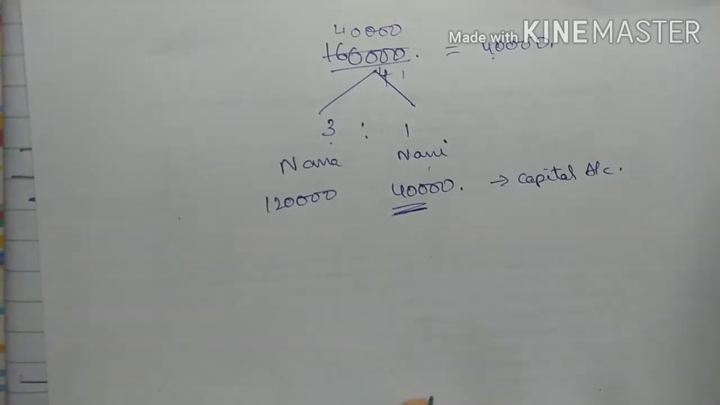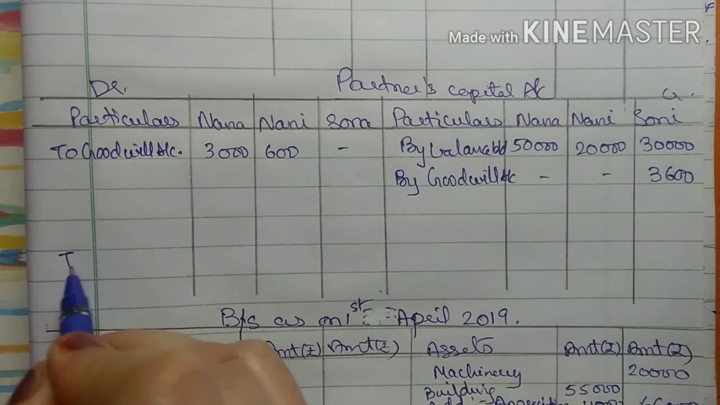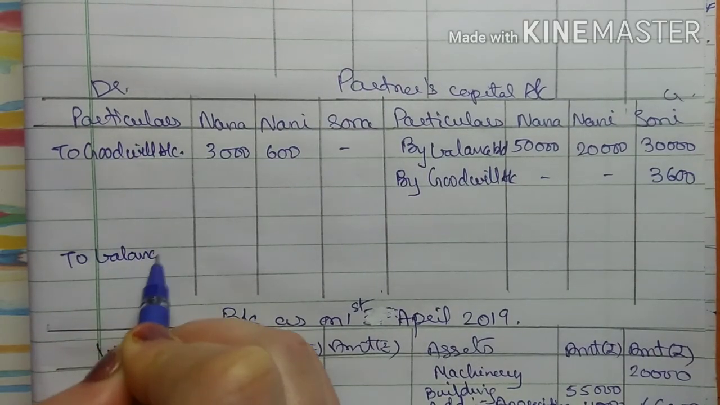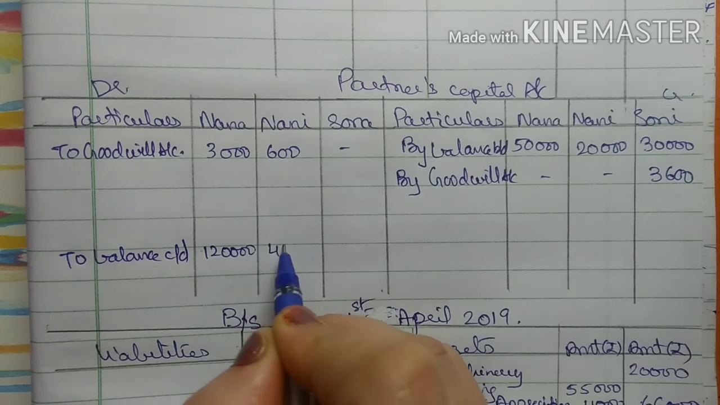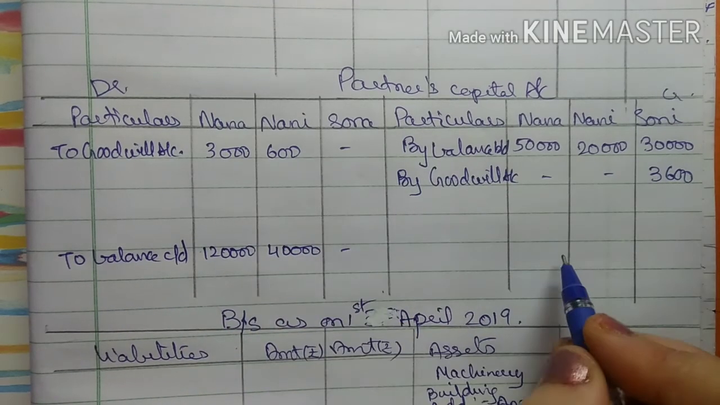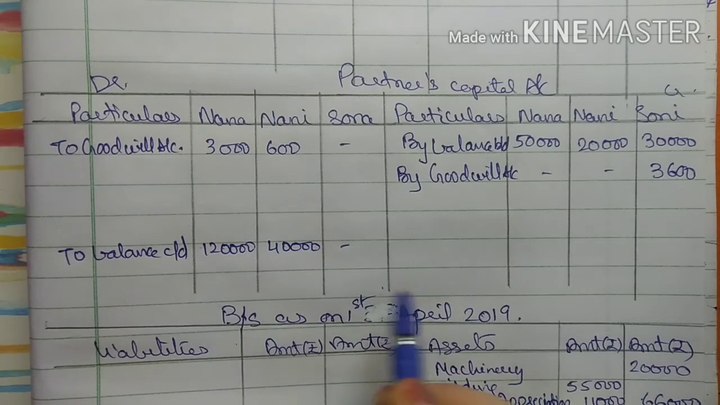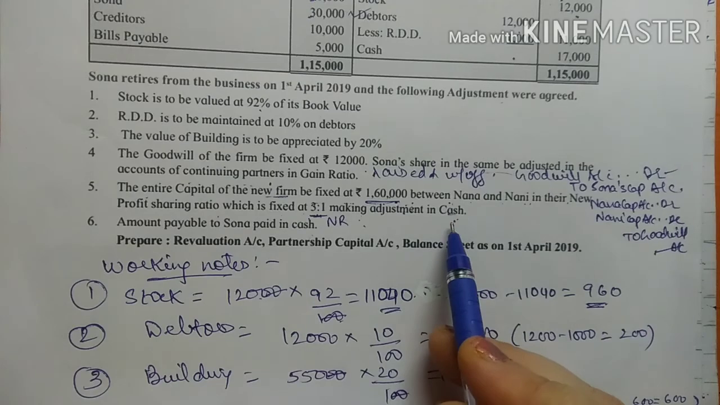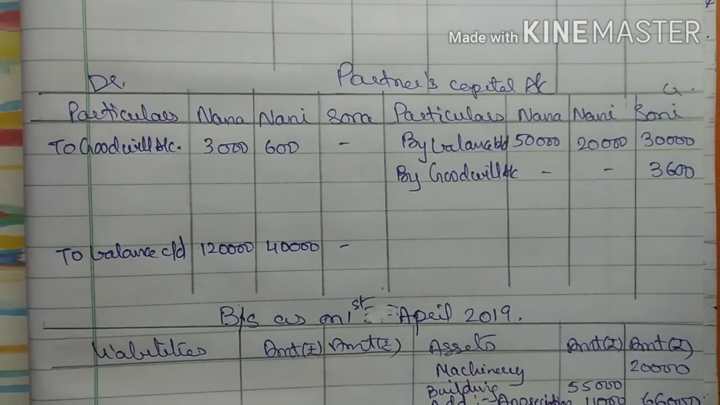We have done this in admission also. Right? So here in partners capital account, they want this balance to be carried down as 1,20,000 and 40,000, right? And whatever will be the balance now there in partners capital account, they want to adjust it through cash, right? So we have done with this adjustment.